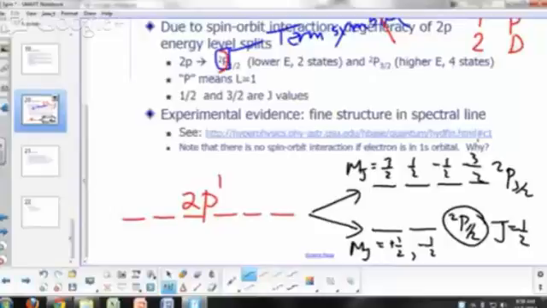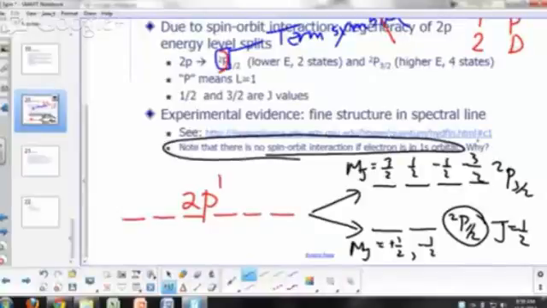Now, if you have an electron in a 1s orbital, there is no spin-orbit interaction. Why is that? What's the orbital angular momentum for an electron in a 1s orbital? There's no orbital angular momentum, so there's no spin-orbit coupling there. And like I said, the evidence for that is in the spectrum.